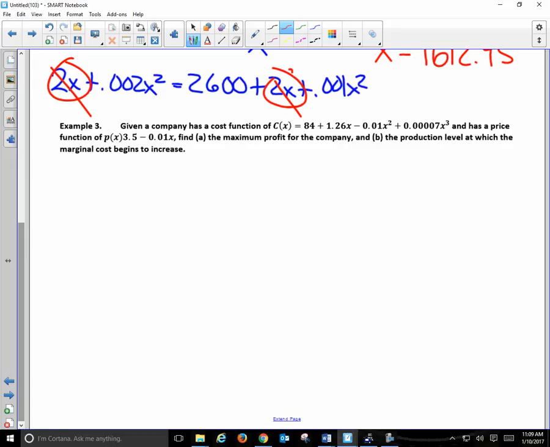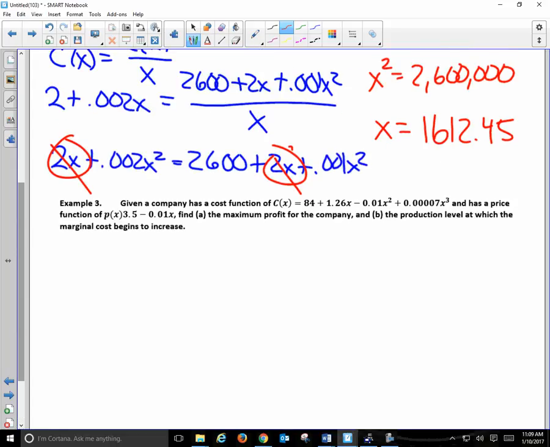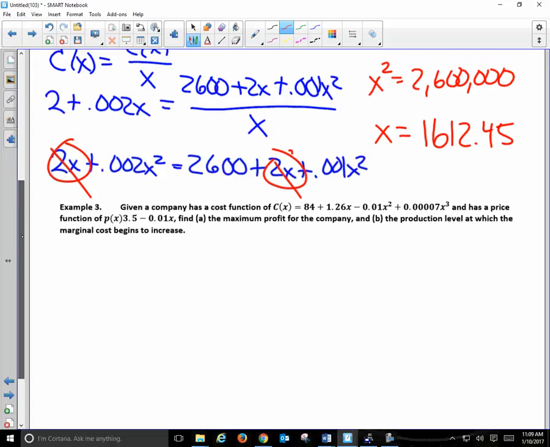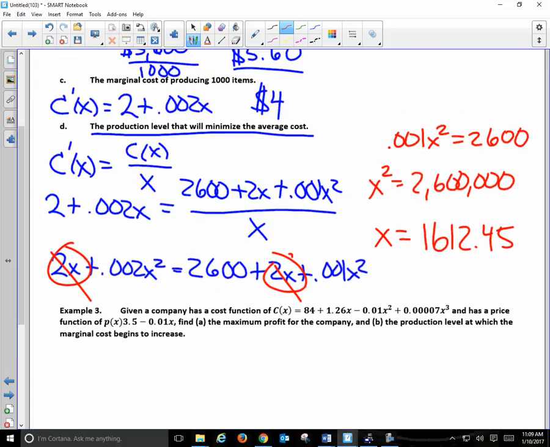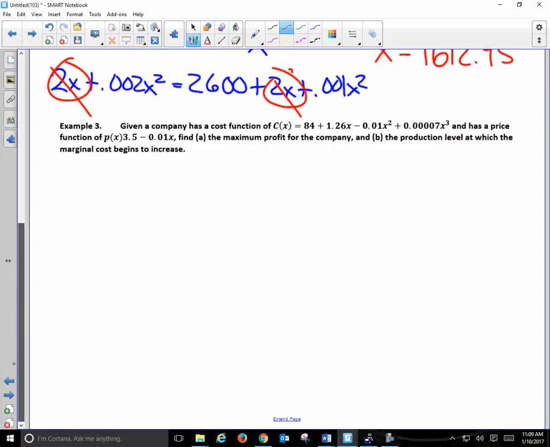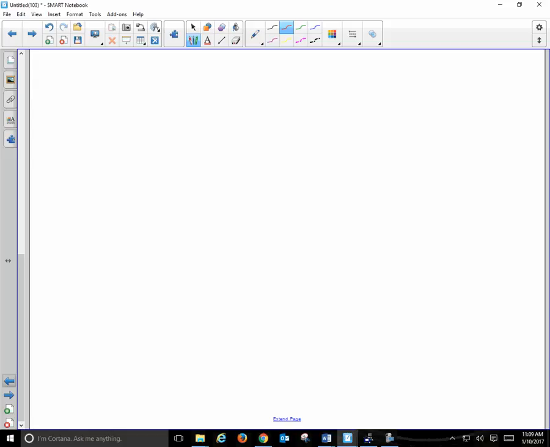Okay. So let's try to get to the question that came up first hour then. So if we should produce 1,600 items, and I wanted to find the average cost of producing that number of items, what would I do? Plug it into the cost and divide it by 1,612. Yep.